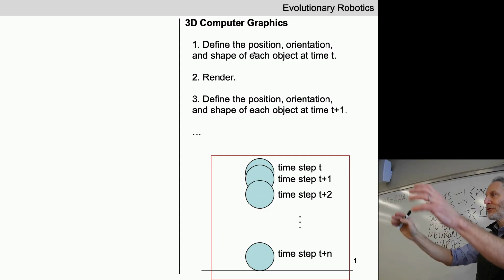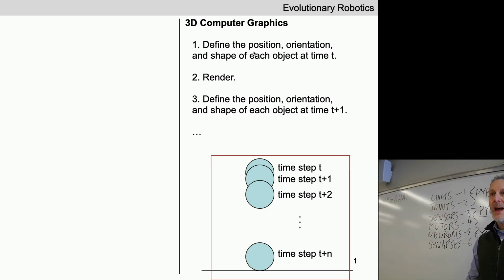You'd give all that information to your personal computer, and after a few minutes, it would render one frame of what that scene would look like. You would describe the new position, orientation, and shape of each object at the next time step, and it would render the next frame, and the next frame, and the next frame.